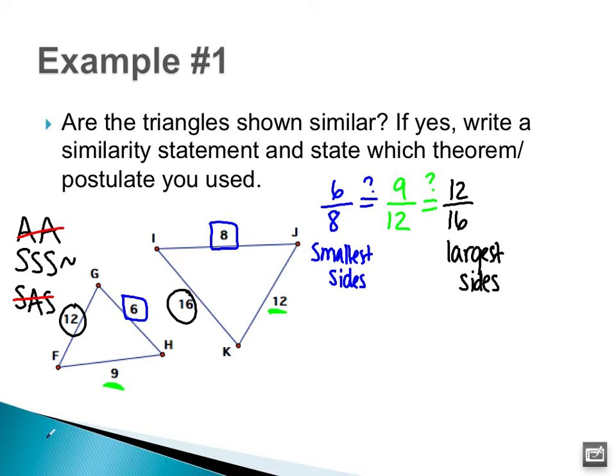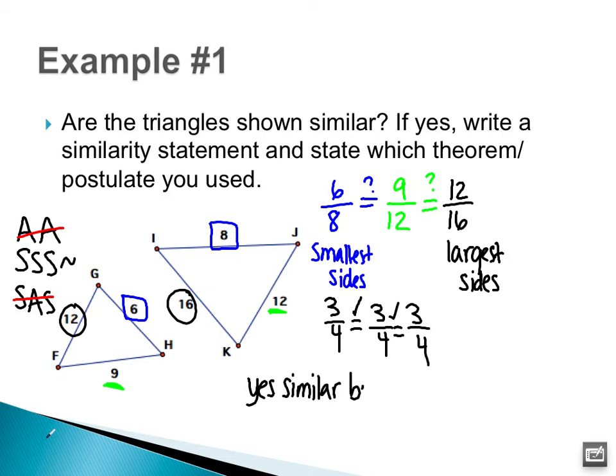Now I need to simplify these ratios to see if they're equal. 6 over 8 simplifies to be 3 over 4. 9 over 12 simplifies to be 3 over 4. 12 over 16 simplifies to be 3 over 4. All three are equal, so all the sides are proportional. Therefore, yes, the triangles are similar. So to answer the question, yes, they are similar by the SSS similarity theorem.